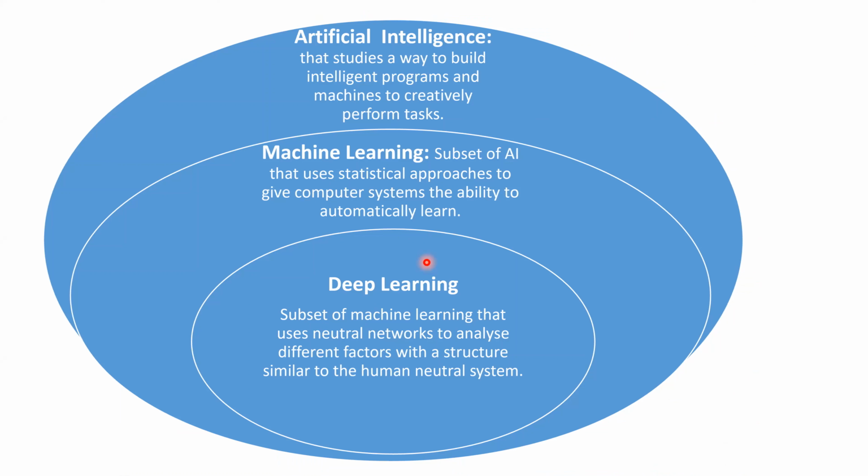Machine learning is part of artificial intelligence, and deep learning is also part of machine learning. It uses neural networks to analyze different factors with a structure similar to the human neural system. They use these complex neural network systems to learn the fluid dynamic features.